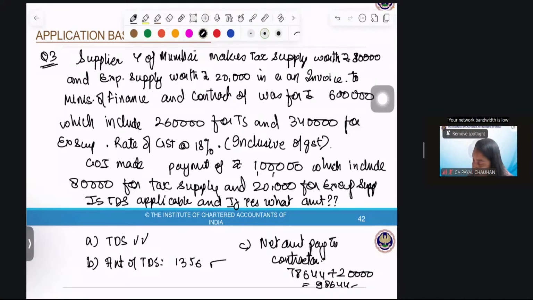It's very simple. Whenever TDS is deducted, make sure TDS is never deducted on the amount of GST element. And the second point is the value of the supply should exceed 2,50,000, and in that 2,50,000 exempted supplies are not taken care of. We are not considering them, and we did everything in the same way.